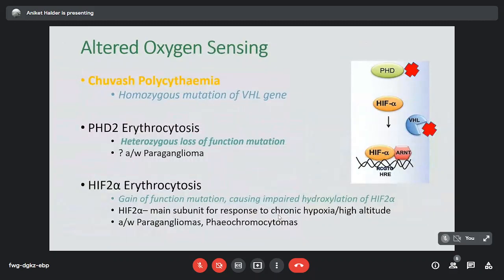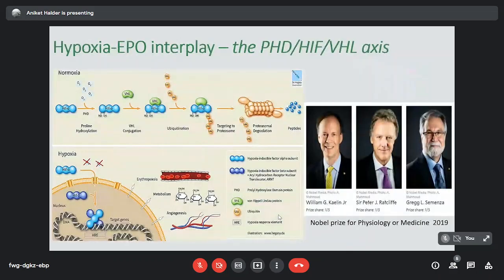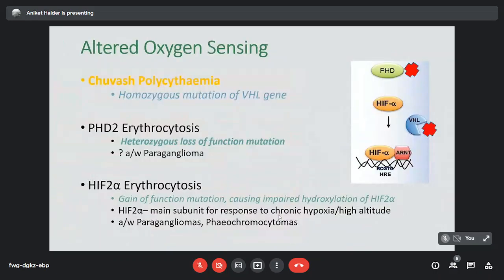Now, after we have known the PHD HIF VHL pathway, there are certain conditions in which there is altered oxygen sensing. This altered oxygen sensing can be seen in different conditions, of which the first is the Chuvash polycythemia.